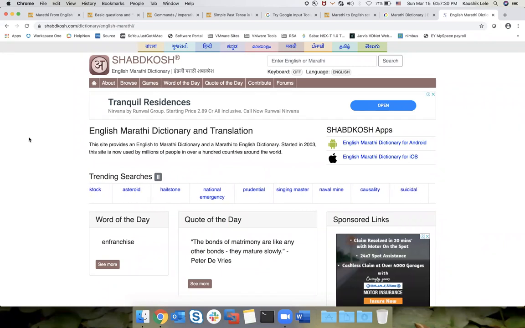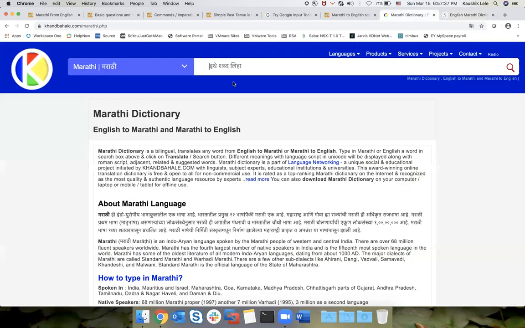What is the difference between Shabdakosh and Khandbahale? Shabdakosh is a dictionary, right? Yes. And Khandbahale is the name of the person who developed this. It's his surname. I see.